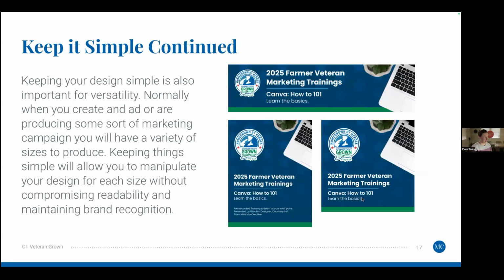As an example, I was trying to explain about versatility. So having a simple headline and then your subheadline, and for the flyer, you can add a little bit more because you have a little bit more room, but you want the design to be simple enough that we can shape it into different aspects without losing the hierarchy of your design. So we still know that this is Homegrown by Heroes. We still know that it's a marketing training, and we still know it's about Canva and learning the basics. That's what we want to remain consistent about.